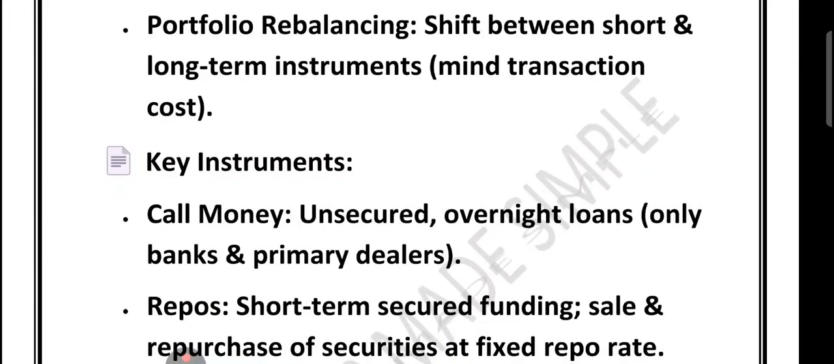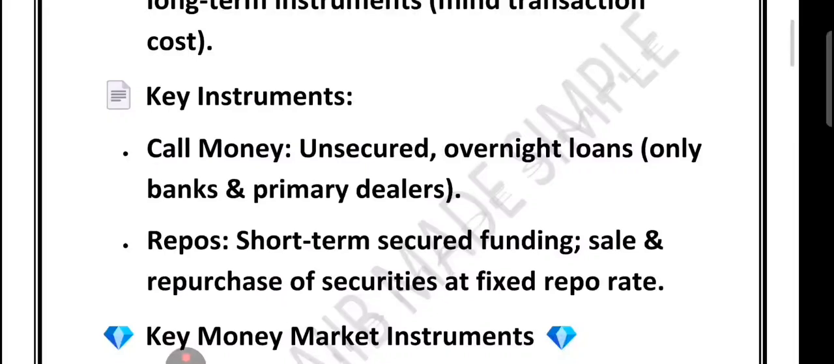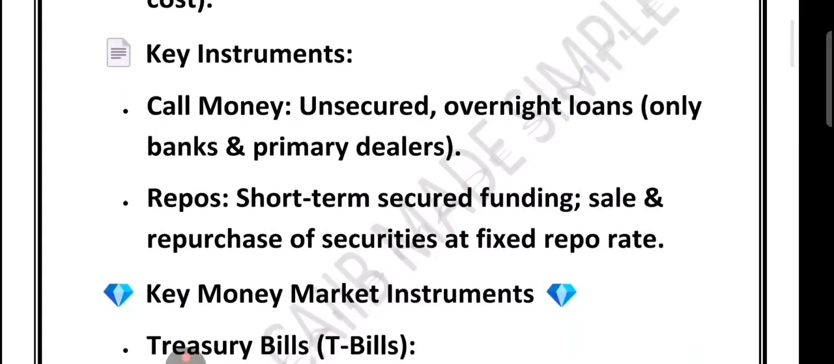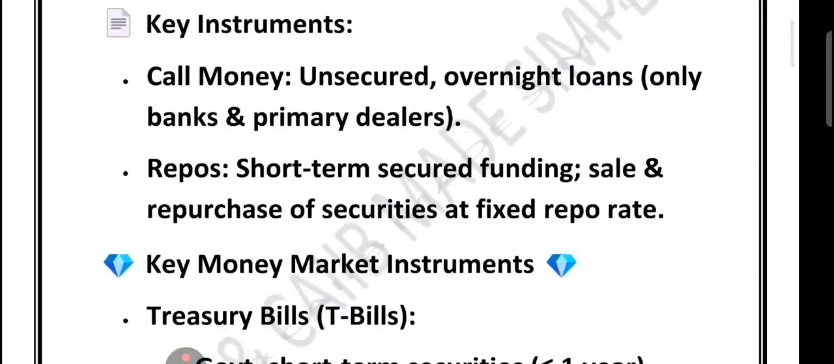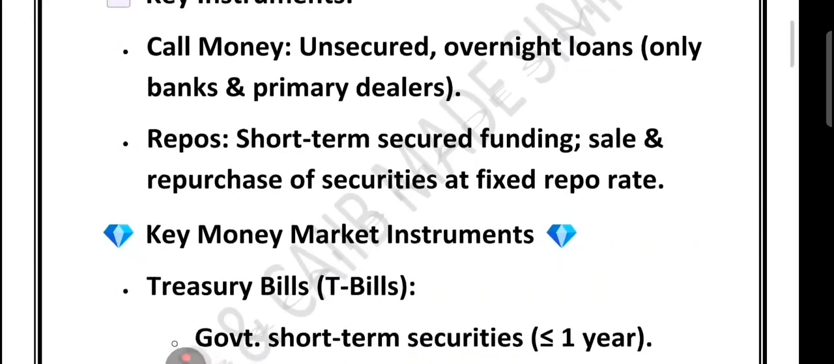Now finally, let's look at some key instruments. Call money: they are unsecured overnight loans used only by banks and primary dealers. That is called call money. Repo, that is repurchase agreement, we call it. It is a secured short-term borrowing method where securities are sold and later repurchased at a fixed repo rate. So it is a kind of collateralized loan.